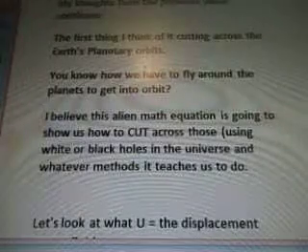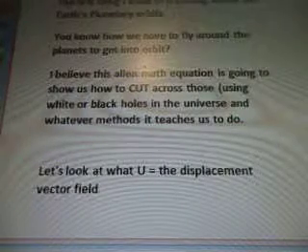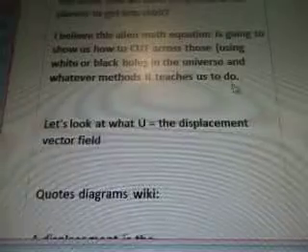January 22nd, 2014. My thoughts from the previous video continue. The first thing I think of is cutting across the Earth's planetary orbits. You know, we have to fly around the planets to get into orbit. I believe this alien math equation is going to show us how to cut across those using white or black holes in the universe and whatever methods it teaches us to do.